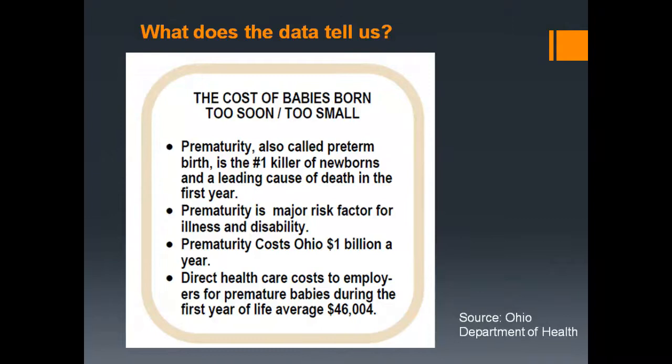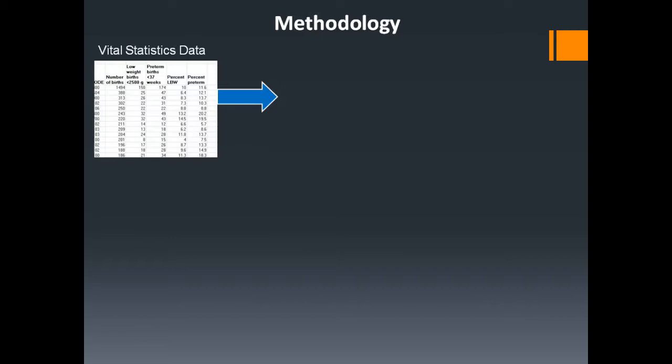So when we think about this, how does that play out? Well, if you would go to Ohio Department of Health, they would tell you that prematurity, or preterm birth, is the number one killer of babies in the first year of life. It talks about how much it costs, not only in terms of the economic cost, but also the cost in terms of families and communities. And so if we think about that, what does that look like in Ohio? Or basically, what does that look like here? So what I did is I took data from our Ohio Department of Health, the vital statistics, the birth record.